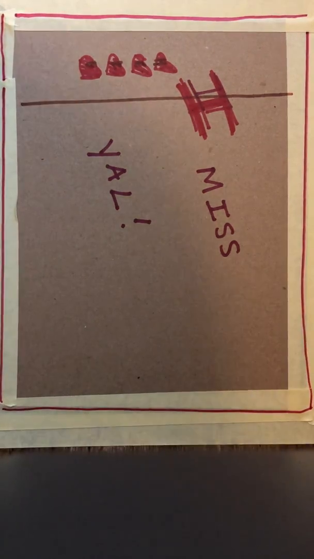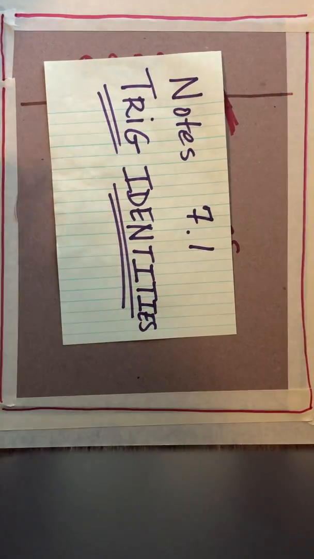Let's go. Okay, so we're going to be doing 7.1 notes about trig identities. And if you need to pause and write things down, do that, because I'm not going to make an 85-minute long video. Y'all just pause it when you need it.